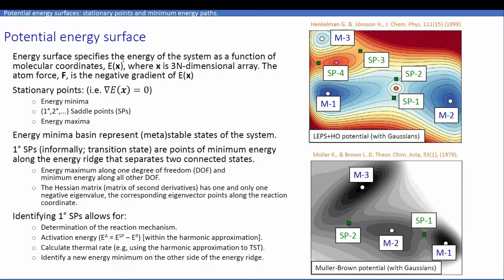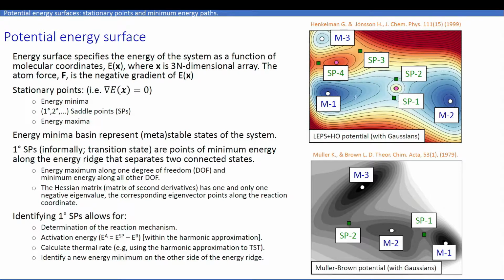A potential energy surface describes how the energy of a molecule in a particular electronic state varies as a function of the molecular coordinates. Here you can see two-dimensional potential energy surfaces, namely the Leps potential coupled with a harmonic oscillator as well as the Müller-Brown surface. Stationary points on the energy surface are points where the gradient of energy vanishes.